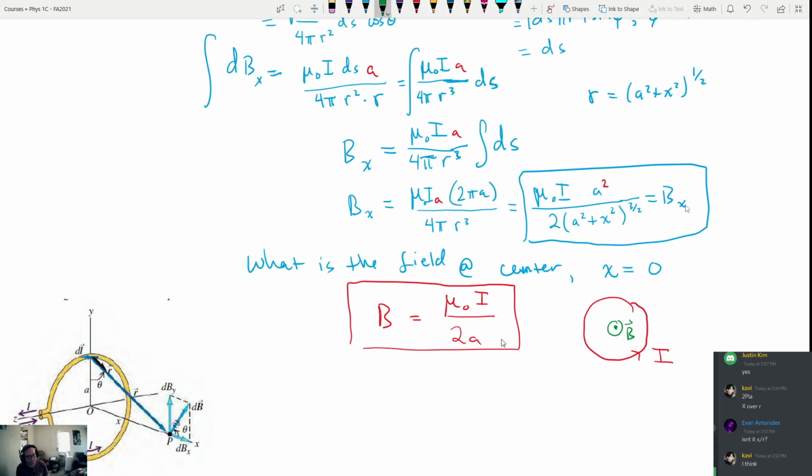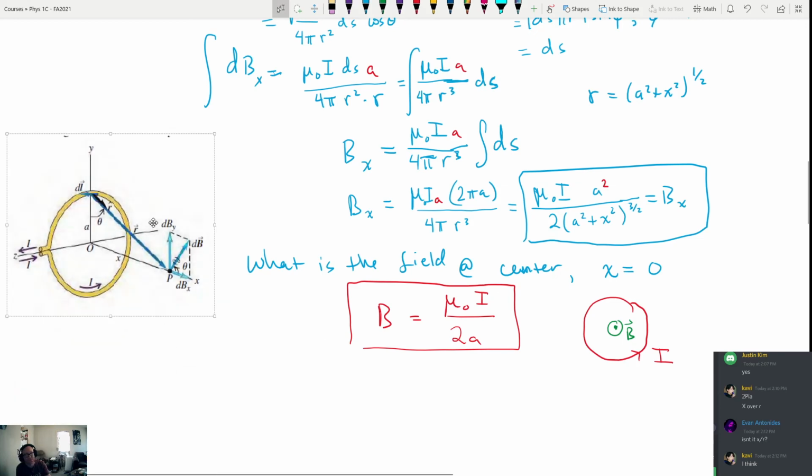Anyone have any questions? This is the picture the book uses. I realize now that their current is going in an opposite direction, but if this picture helps you, maybe. Any questions about this? Are there harder versions where ds cross r hat isn't just ds? Probably. I mean, definitely, yeah.